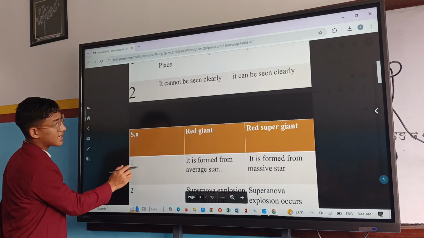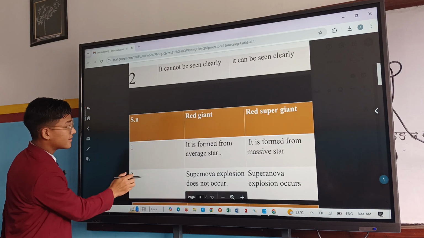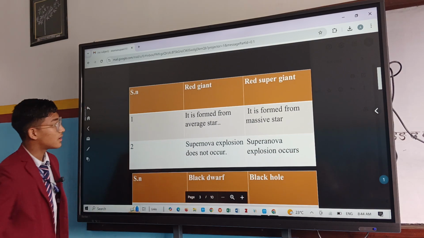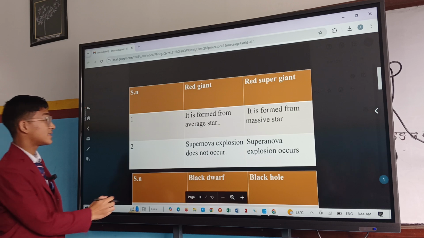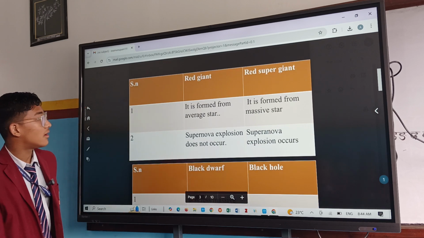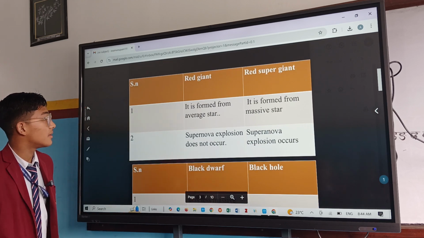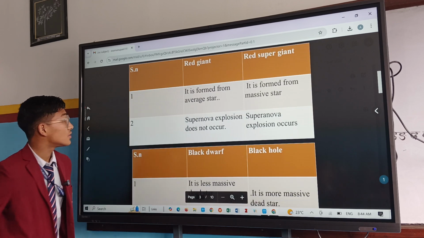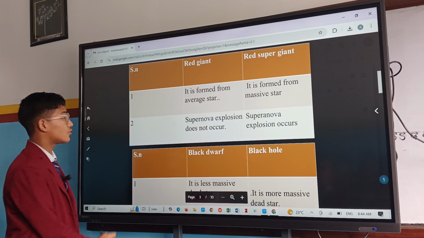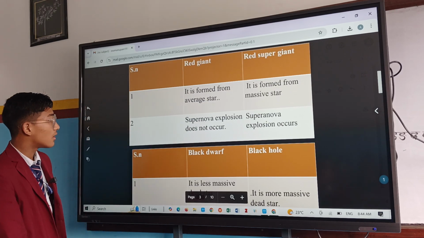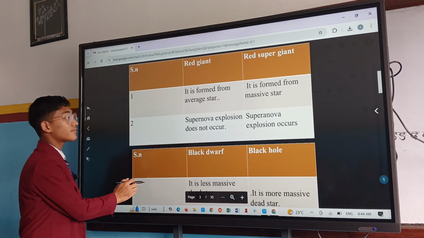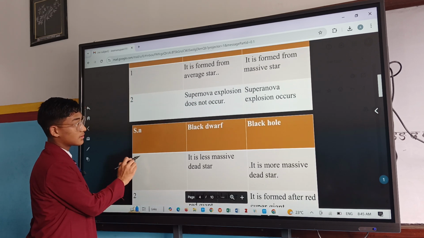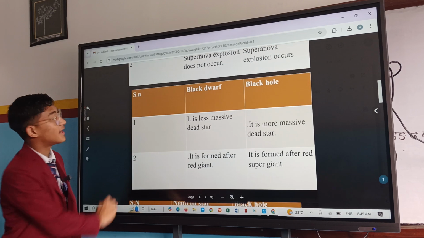Red giant and red supergiant. A red giant is formed from an average star. A red supergiant is formed from a massive star. In a red giant, a supernova explosion does not occur. In a red supergiant, a supernova explosion occurs. The remnant is a white dwarf, and in the other case a neutron star or black hole.